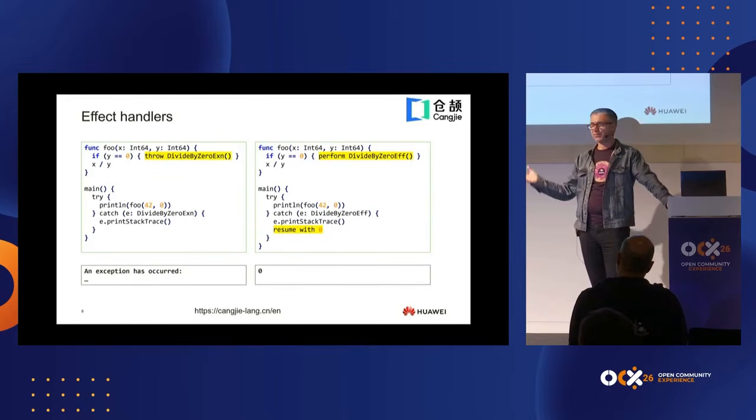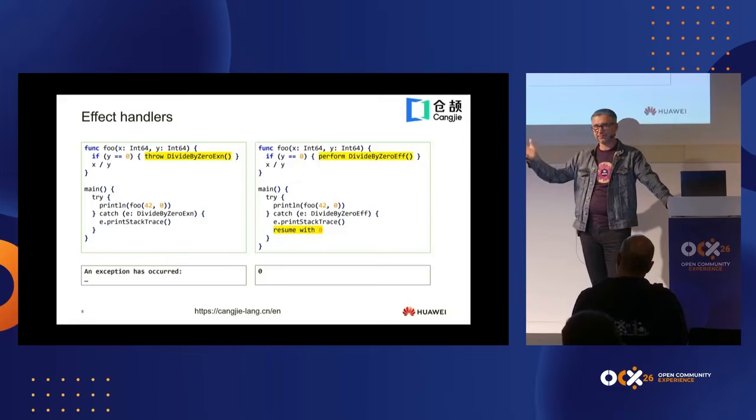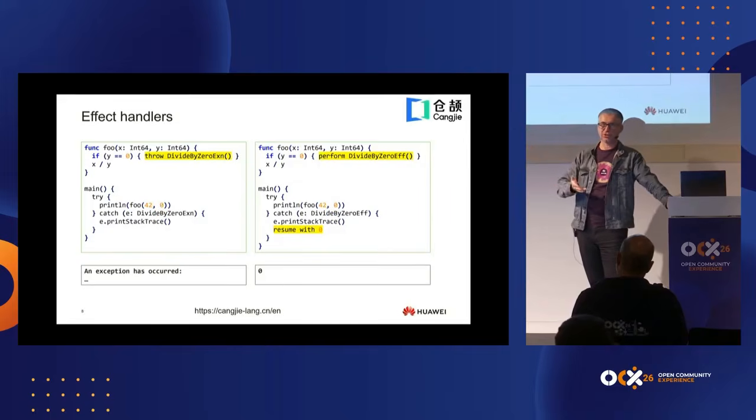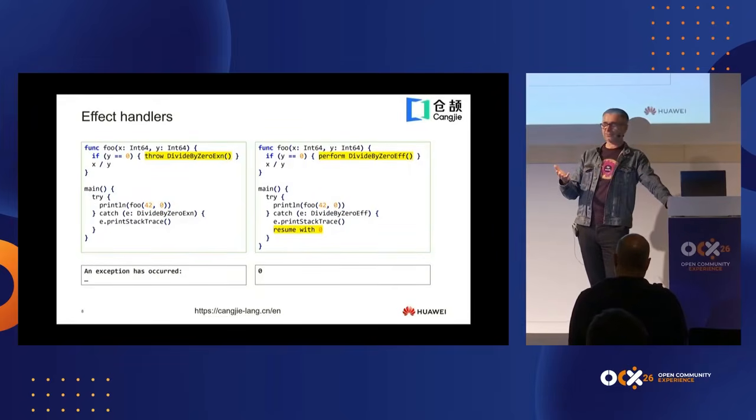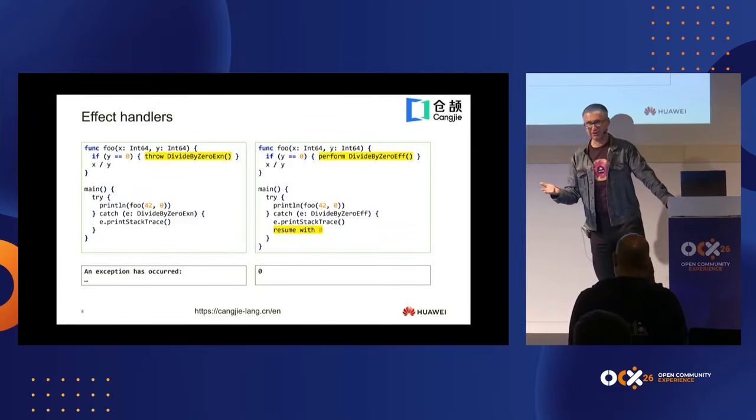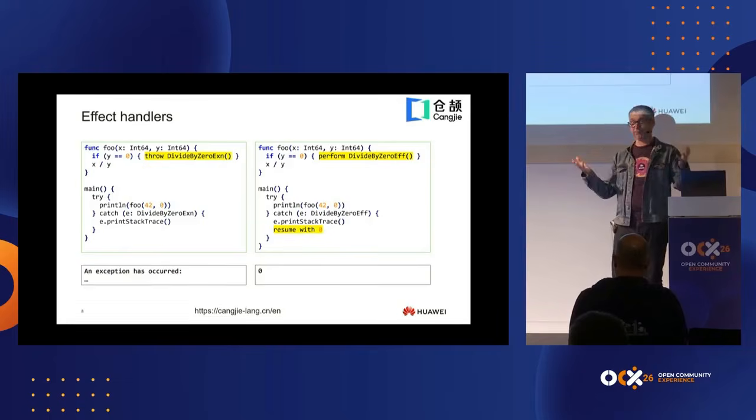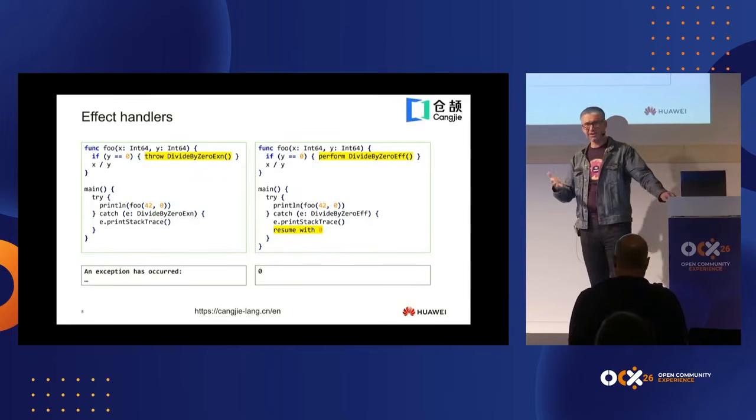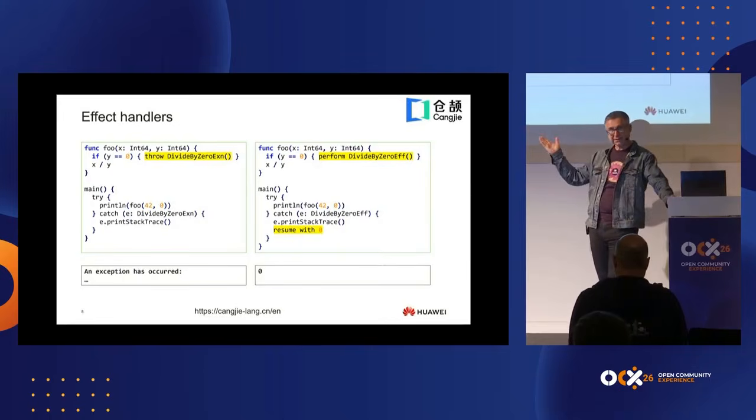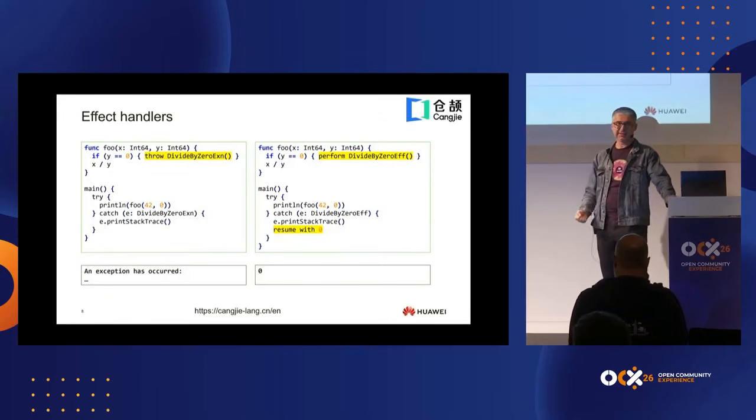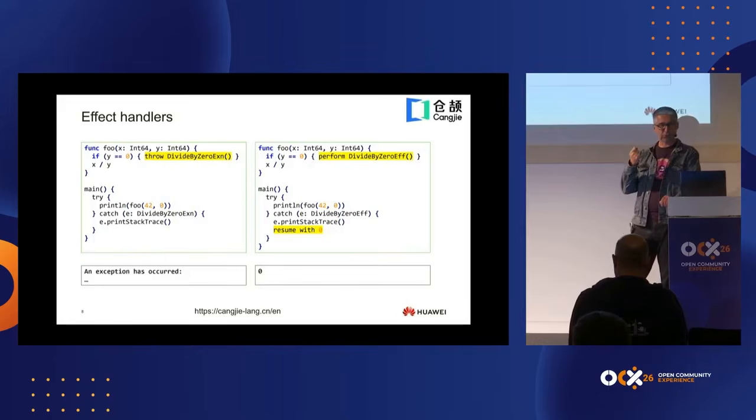Maybe there's a function that is computing your next favorite song on Spotify, and you would rather get an imperfect song than the whole app crashing. So that's the kind of situation where it's okay to just make up a number and carry on. That's the key distinction: an effect allows you to resume an exceptional situation.